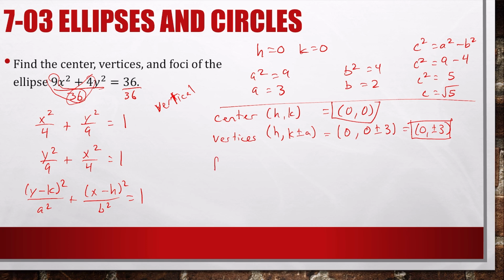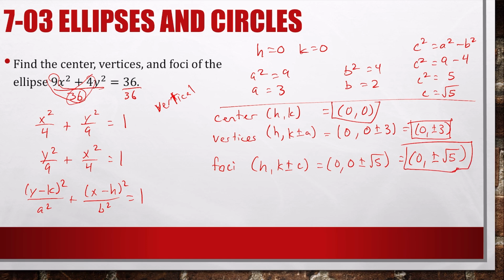And then the foci are (h, k) plus and minus c, or (0, 0) plus and minus the square root of 5, or 0, plus and minus the square root of 5, which would be (0, square root of 5) and (0, negative square root of 5). So you have 2 of them.